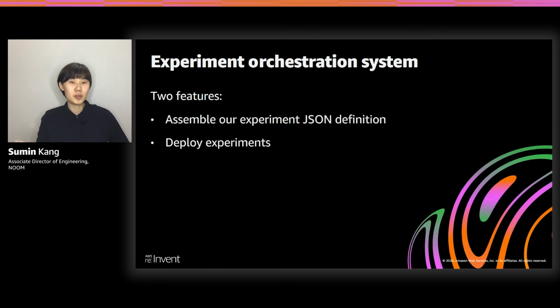So then we built an experiment orchestration system in order to assemble and configure the JSON that was described in the previous slide. Essentially, this system is just a small web app that our product managers could use to assemble or configure the experiment definition. The system will later be hooked up into our CI/CD system to trigger a rebuild of our client whenever our experiment definition changes.